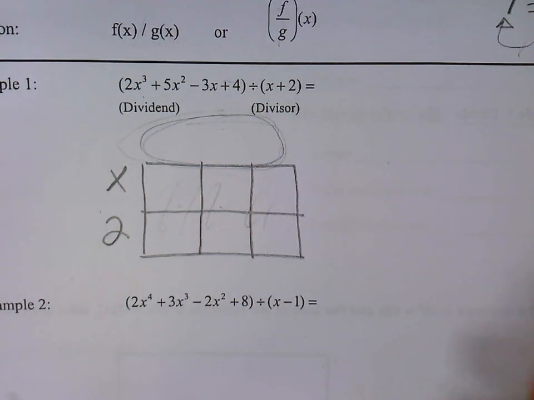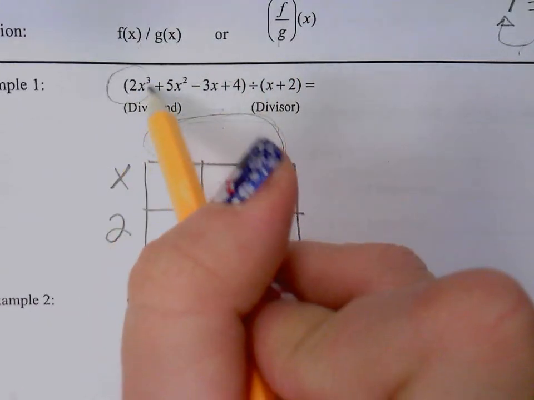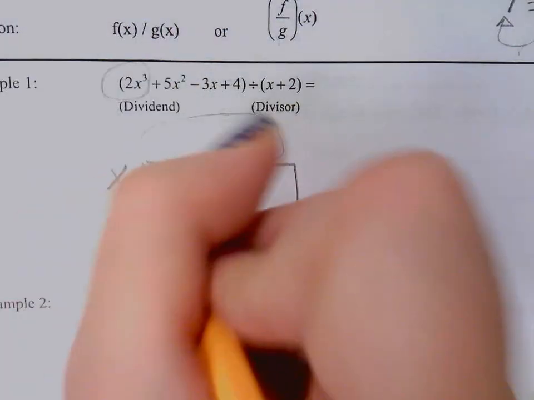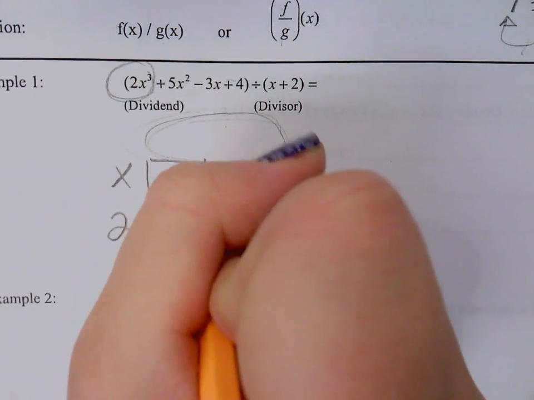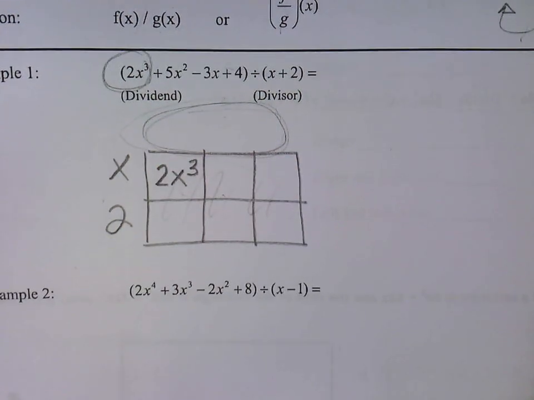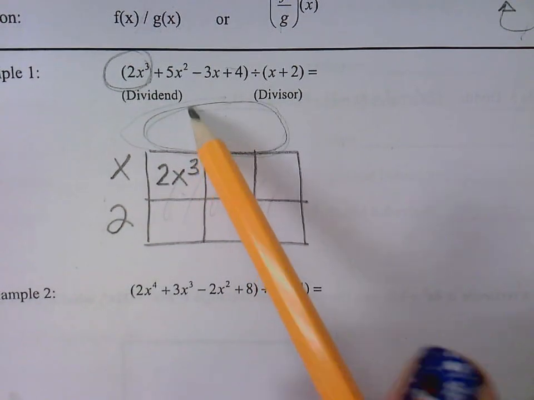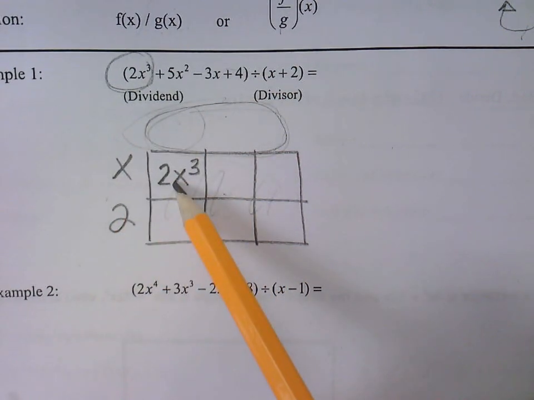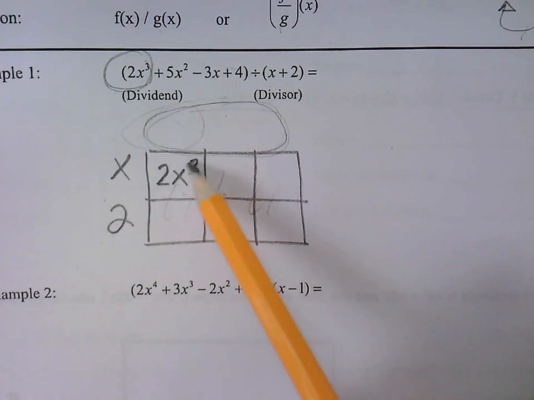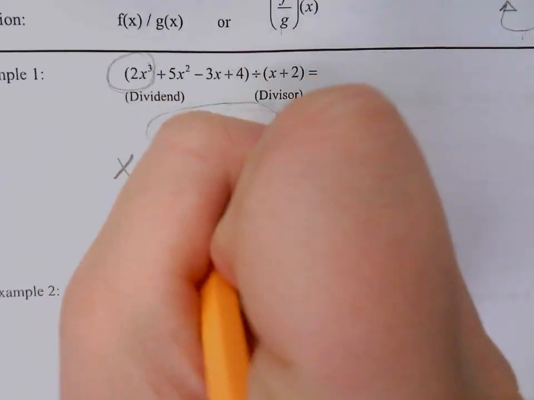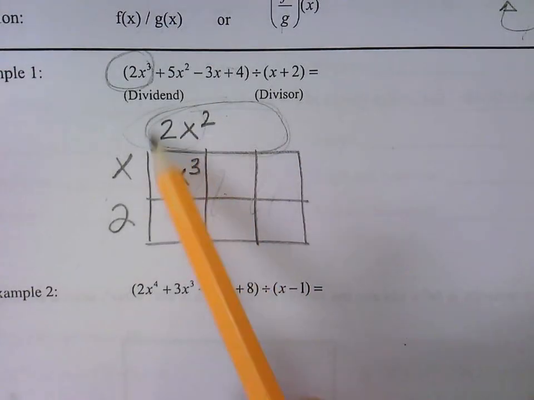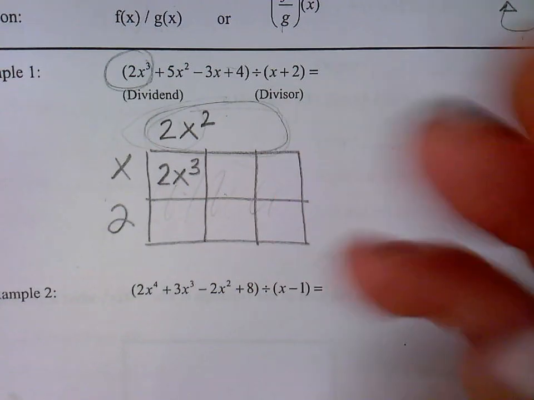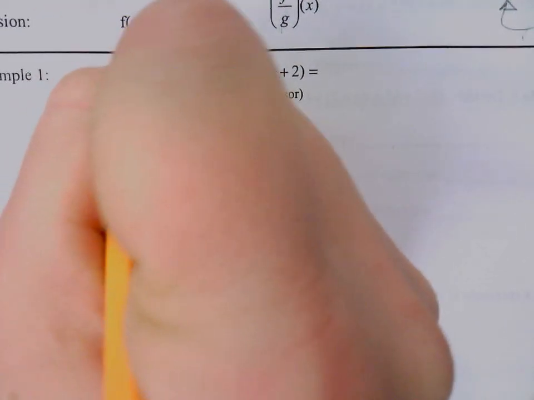So what you do first is you stick the first term of your dividend inside your box, 2x cubed. And you ask yourself, what has to go in this position out here so that this times x gives me 2x cubed? So 2x squared is the first part of your answer. This is your quotient that we're building up here. This is going to be the quotient.